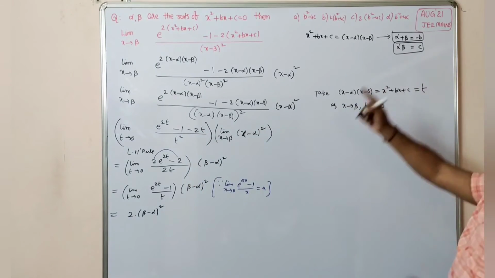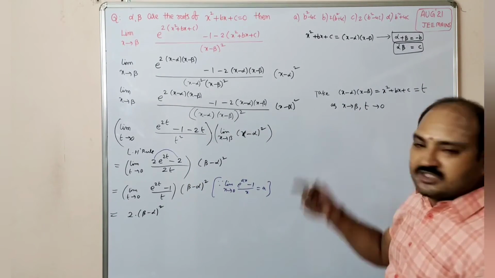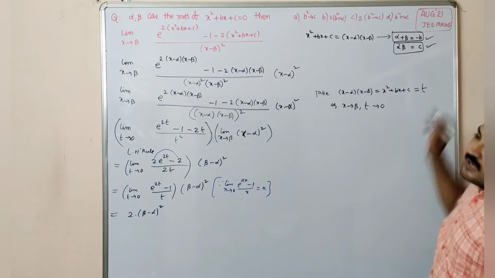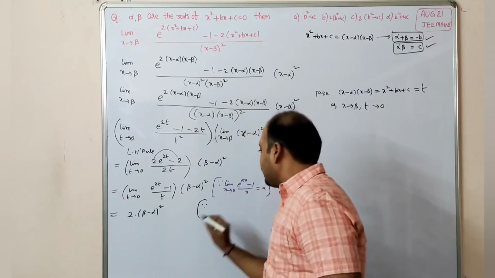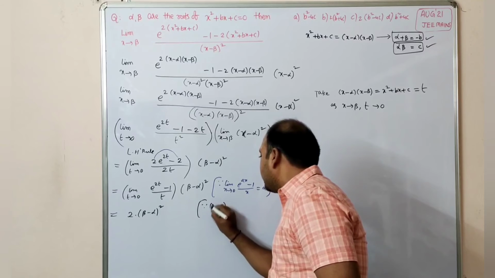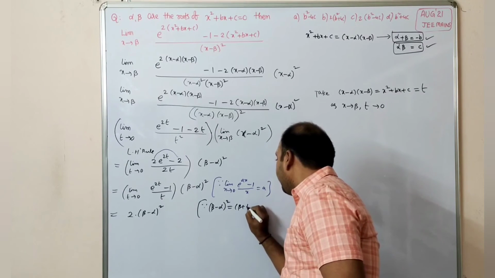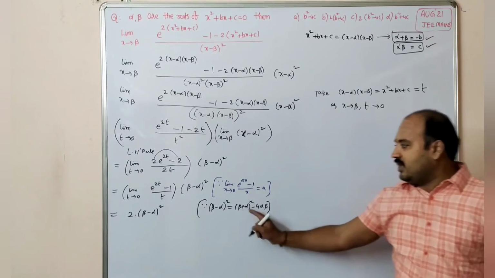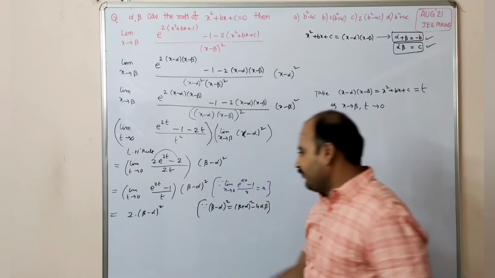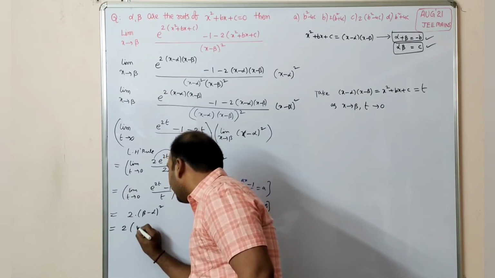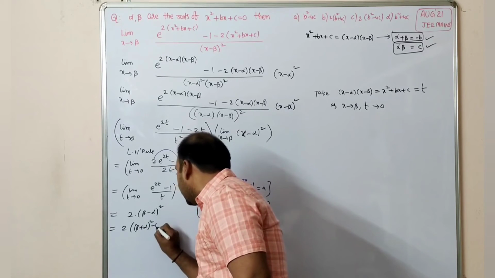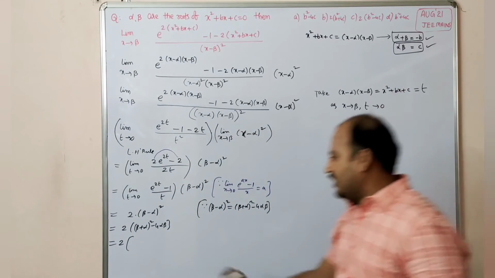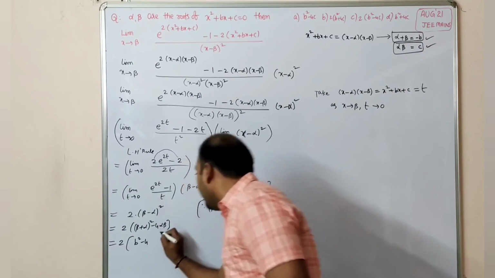But the answer should be in terms of b and c, like b square minus 4c, but not in beta minus alpha. We know the values of alpha plus beta and alpha beta, so by using algebraic expressions, (x minus y) whole square equals (x plus y) whole square minus 4xy. By using that formula, (beta minus alpha) whole square can be written as (beta plus alpha) whole square minus 4 alpha beta. So substitute: 2 into ((beta plus alpha) whole square minus 4 alpha beta), that is 2 into (minus b whole square, that is plus b square, minus 4 into alpha beta value c).